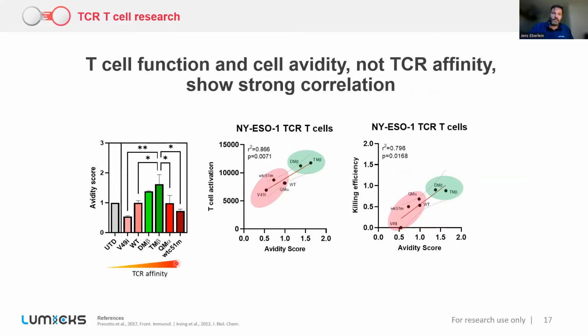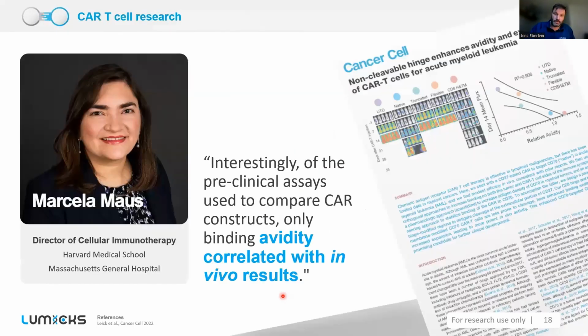Long story short, if we're looking at TCR affinity over our avidity score, again, you see a bell-shaped curve. So there's a nonlinear relationship between avidity and affinity. And looking now at our avidity score over T cell activation or killing efficiency, you see a more linear relationship here. So avidity correlates better with function than affinity.